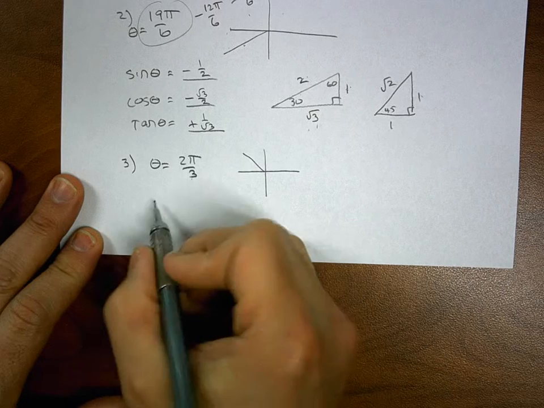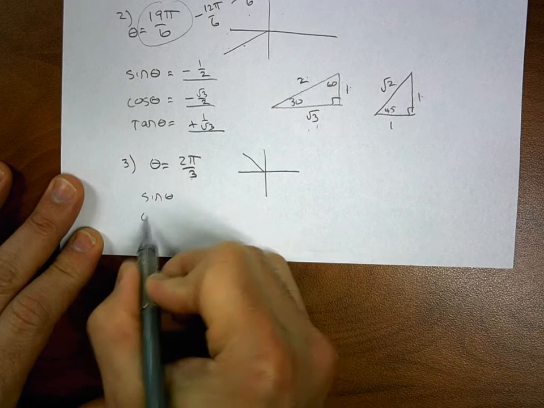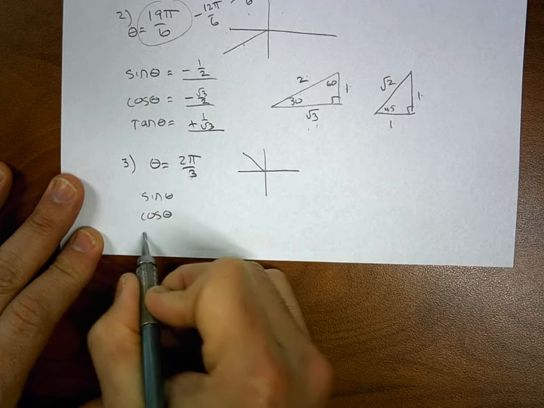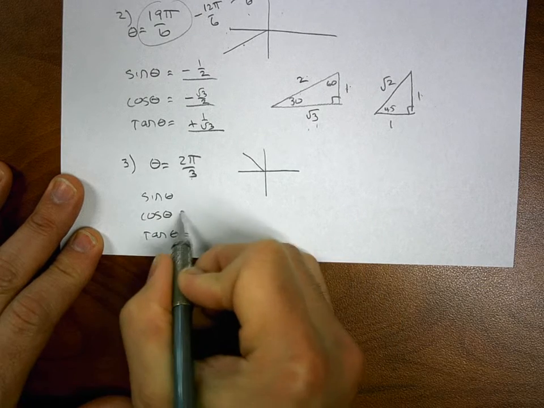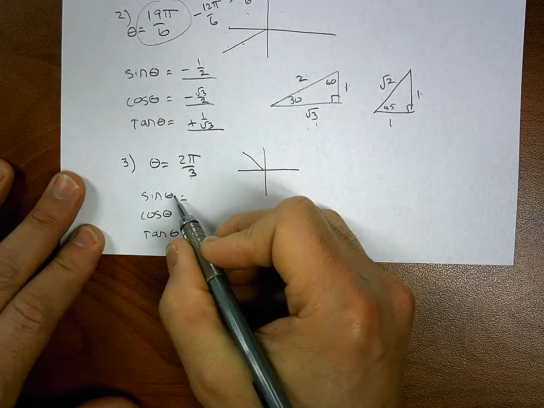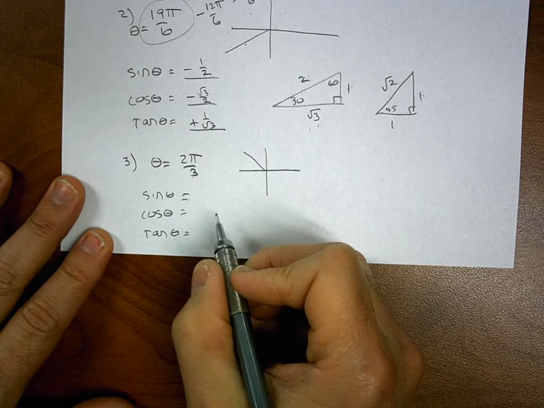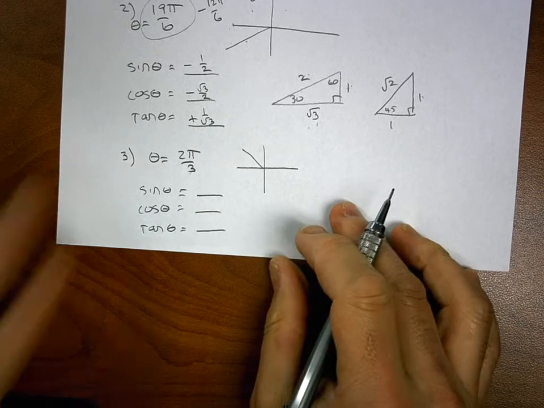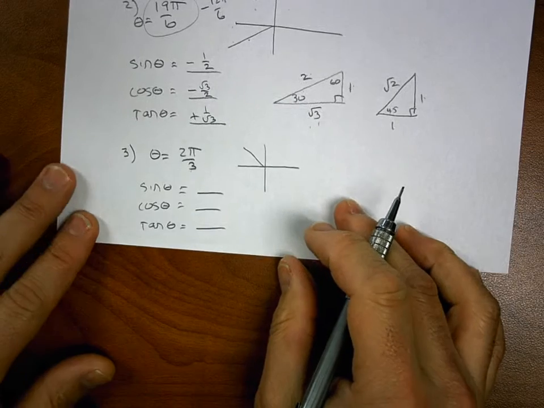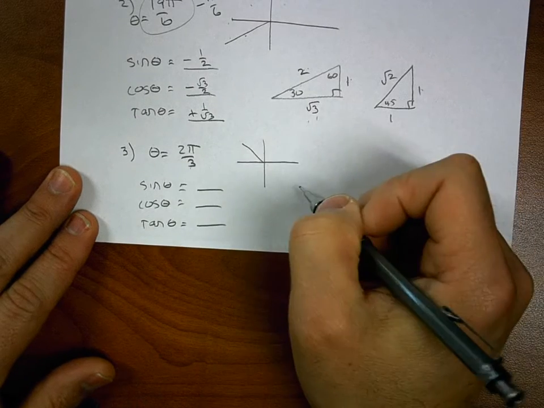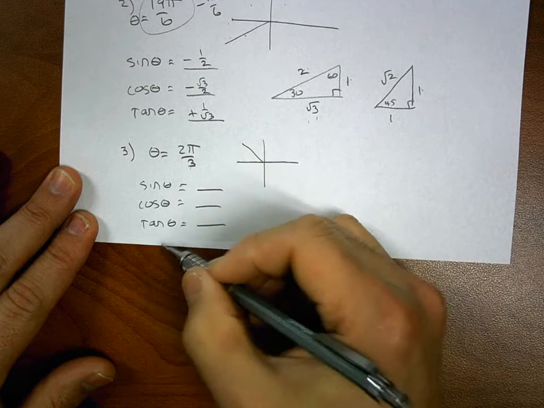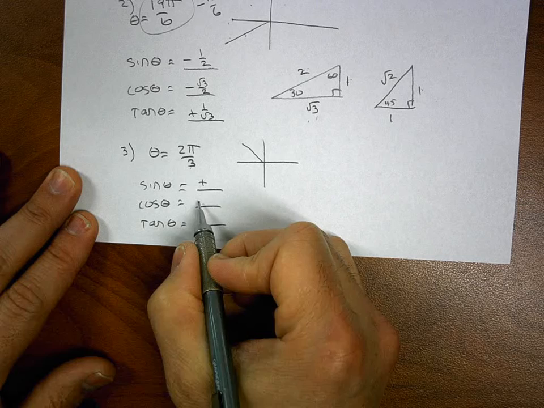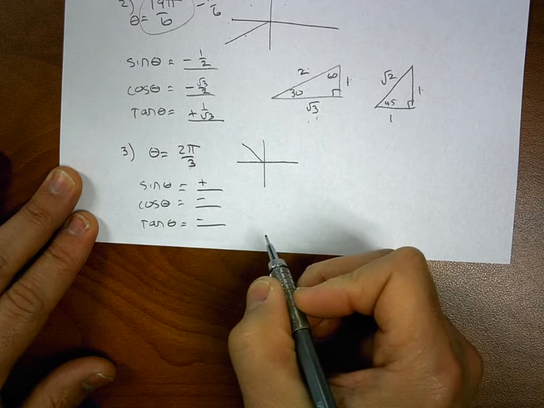So we want sine of theta, cosine of theta, and tangent of theta for 2 pi over 3. By the way, that's 120 degrees if you want to make a conversion. So now the values. All students take calculus. Which one is positive in the second quadrant: sine, cosine, or tangent? The sine. So that means cosine is negative and tangent is negative. At least we got half of that right.